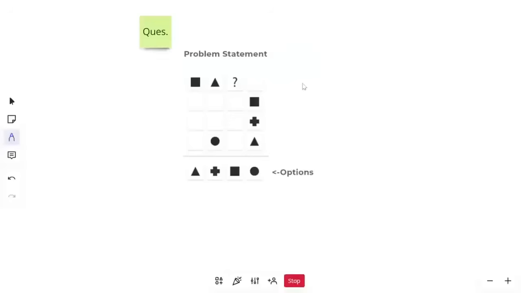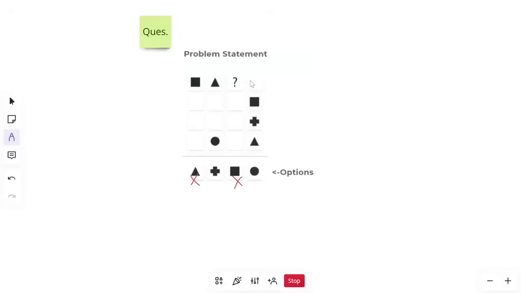The basic concept is that one symbol cannot come twice in a row and in a column. For example, if a triangle is already in this row, one more triangle cannot come, right? So let's eliminate triangle and square as options, because triangle and square are already there. Now we are left with plus and circle.